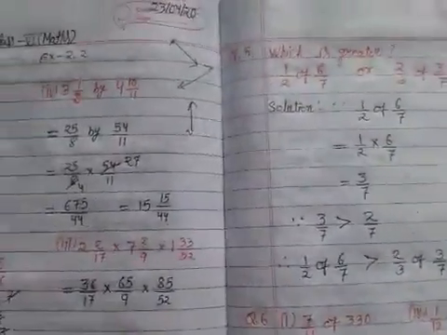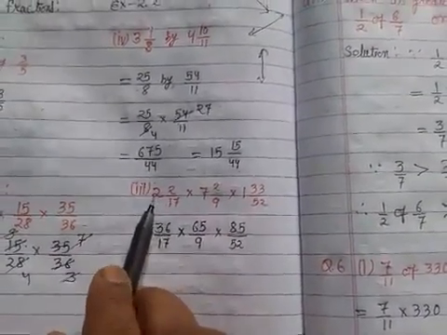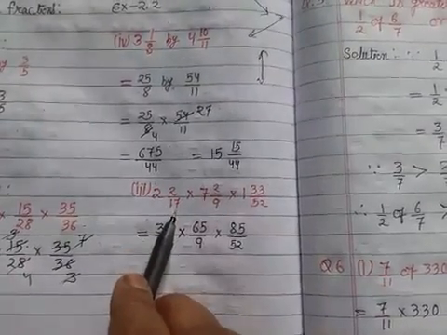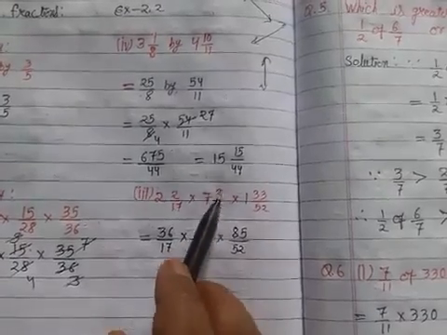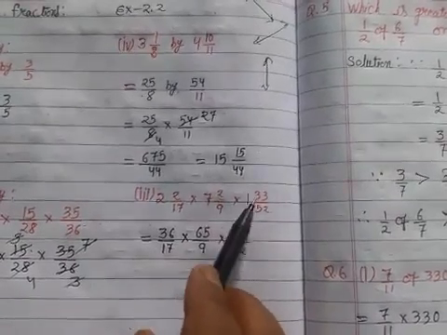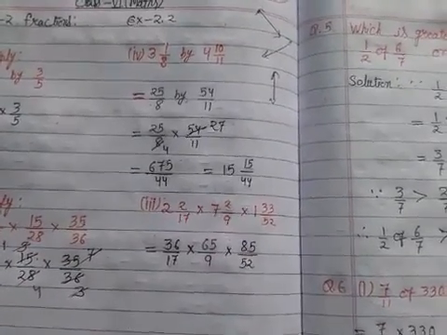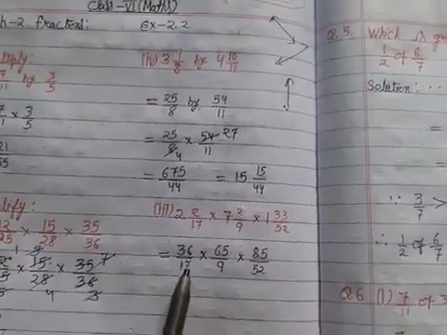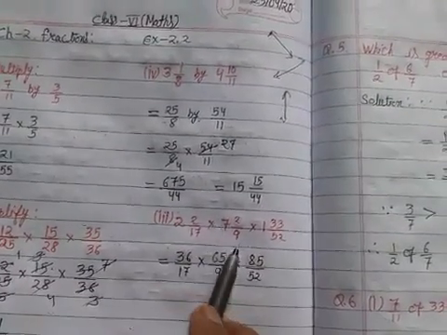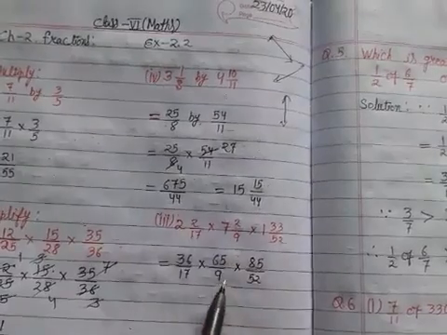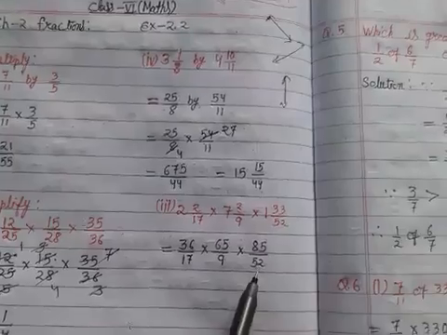Now this is another question. 2 and 2 by 17 into 7 and 2 by 9 into 1 and 33 by 52, okay. So we convert it into improper fraction first. So 17 2s are 34 plus 2 is 36, 7 9s are 63 plus 2 is 65 by 9. Here 52 1 is 52 plus 33 is 85 by 52, okay.